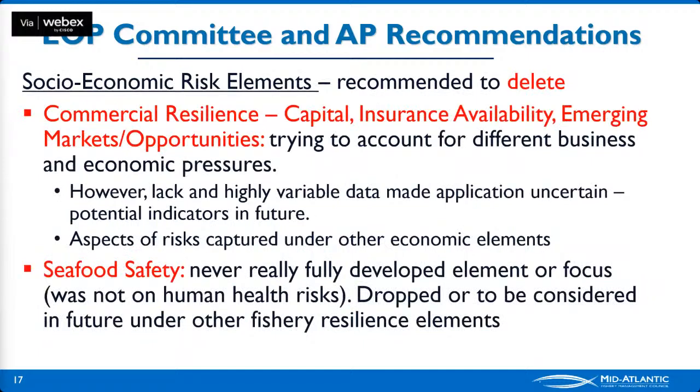And then for those that were actually deleted, we thought of a number of commercial fishery resilience elements, and I just grouped them all here in one bullet. We were looking at access to capital, insurance availability, emerging markets and opportunities. These are really just trying to account for all the different business and economic pressures on commercial fishing operations. But the information we have for some of these pieces is either lacking or really variable, and how we would apply it was really uncertain.